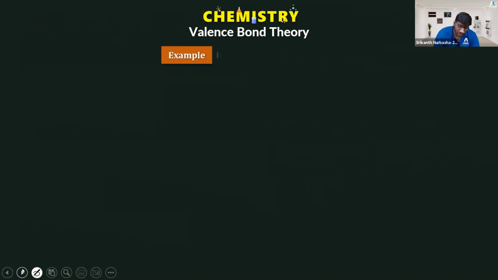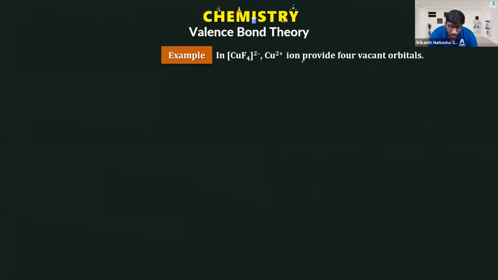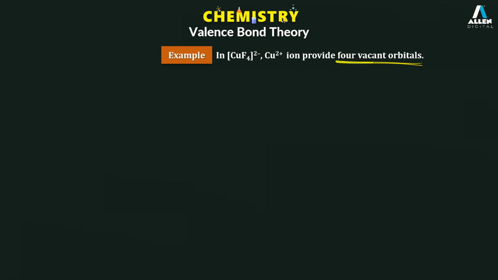Next, you try to answer the students. CuF42 minus, Cu plus 2 ion provide how many vacant orbitals? 4 vacant orbitals. Why? Argument starts like this. Listen carefully. We have 4 ligands. Each ligand gives 2 electrons. 4 ligands will give how many electrons? 4 into 2, 8 electrons. 8 electrons are given by ligands. So in the metal, you should have vacant orbitals. How many? Every atomic orbital will occupy 2 electrons. So to occupy 8 electrons, how many atomic orbitals are required? 4. Yes or no? Very good. So Cu plus 2 has to provide 4 vacant orbitals.